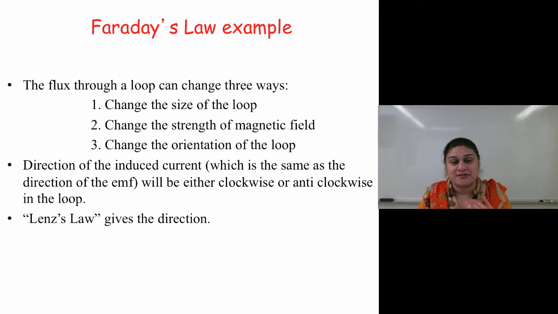So in Faraday's law, the flux through a loop can change three ways. One, you can change the size of the loop. Two, you can change the strength of the magnetic field. Three, you can change the orientation of the loop. The direction of the induced current, which is the same as the direction of the EMF, will either be clockwise or anti-clockwise in the loop. And Lenz's law will give its direction.